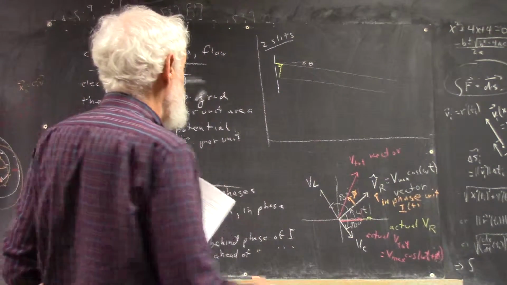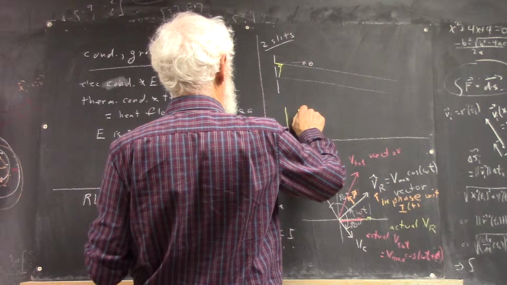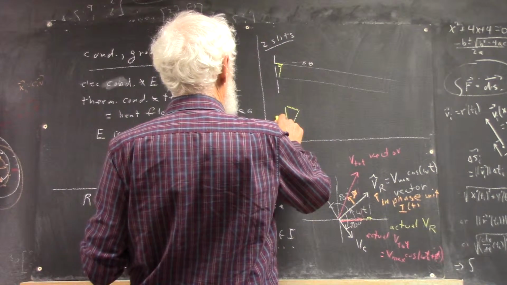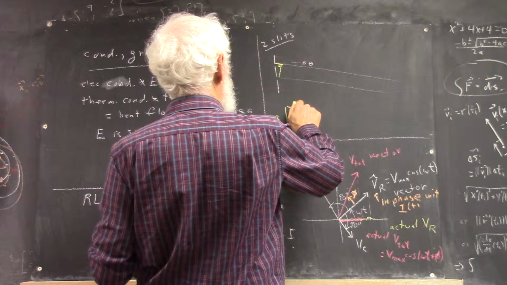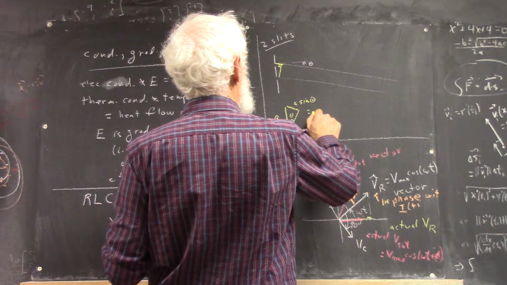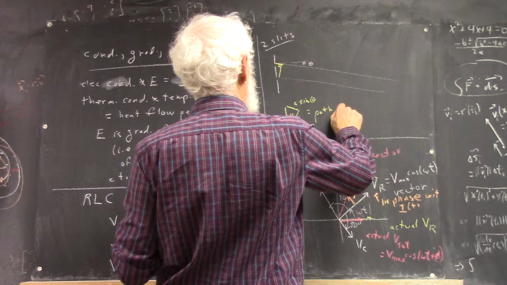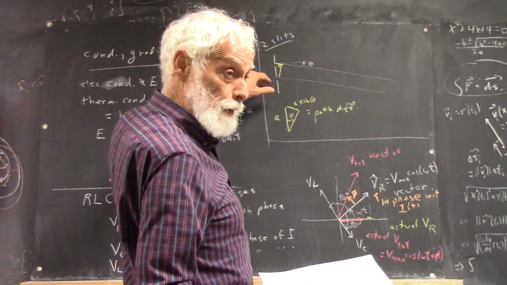Okay, and that right triangle has side A here, angle theta here, and A sine theta here. That's your path difference, which we've talked about. Just how much further this has to go than this.